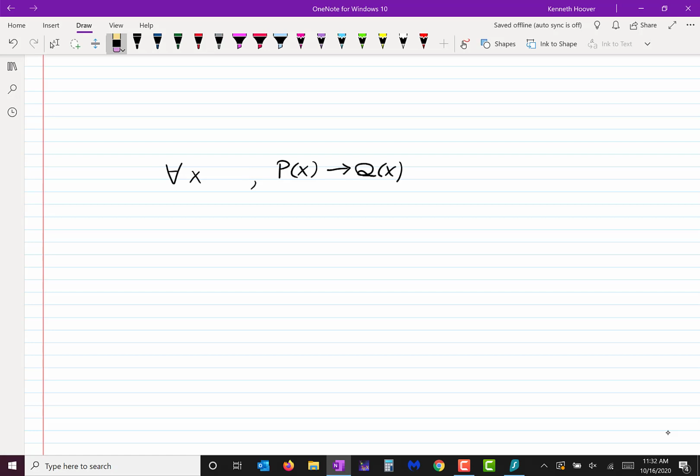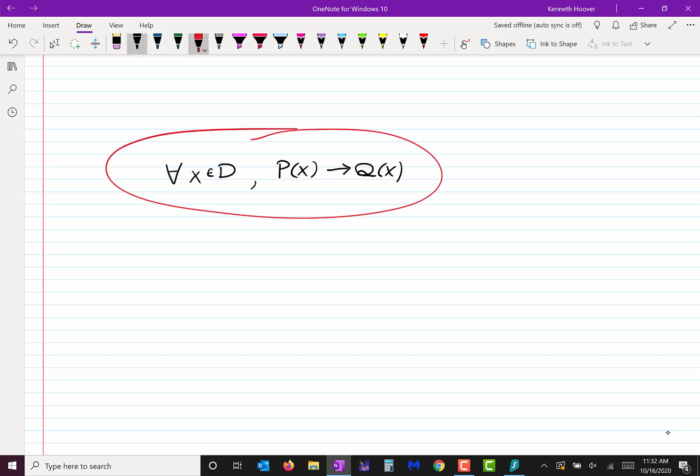Okay, now if that is in fact true for every x in the domain, so in other words, if that statement right there is a true statement, then we can write P of x implies, with a double arrow, Q of x. Okay, that just means that P of x implies Q of x is true for all x.